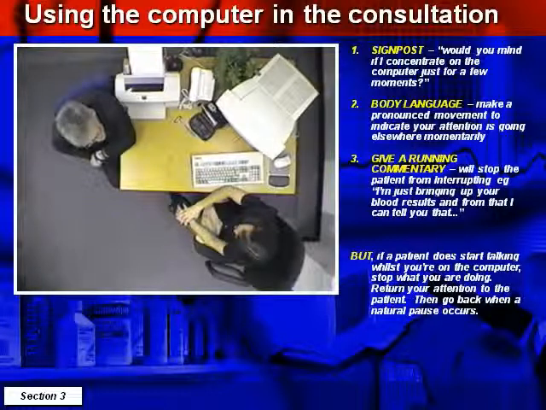When you have finished the task on the computer, you should do the reciprocal signposting or body movement to indicate that your attention is back with the patient.